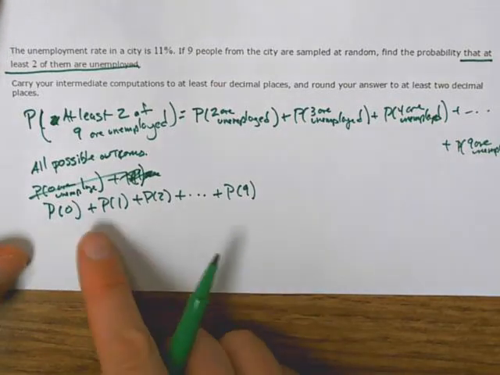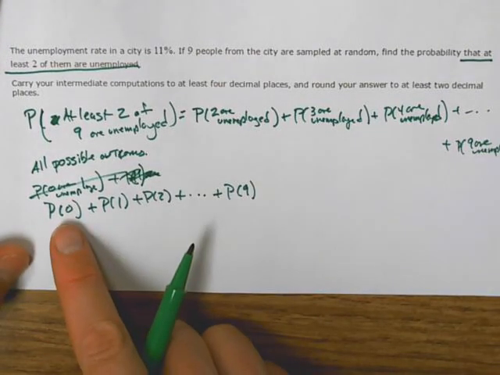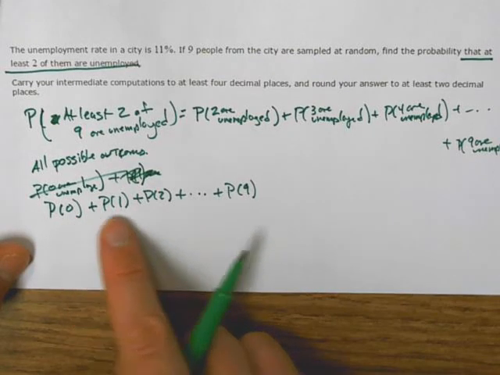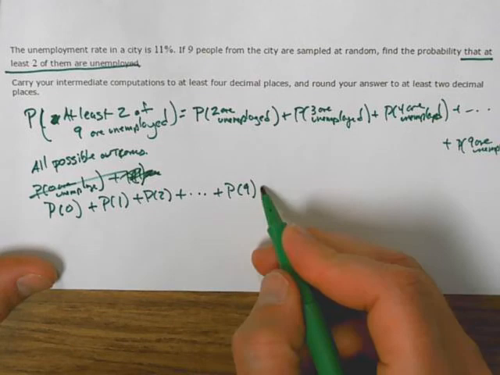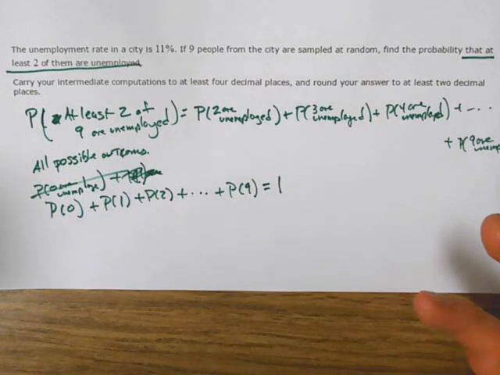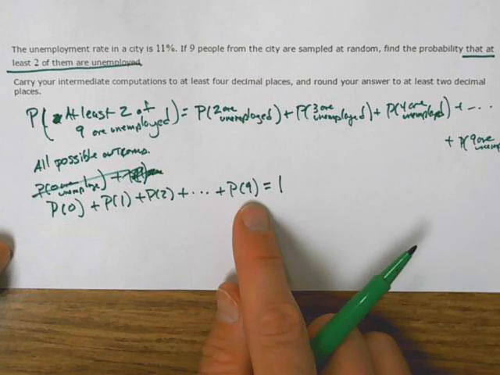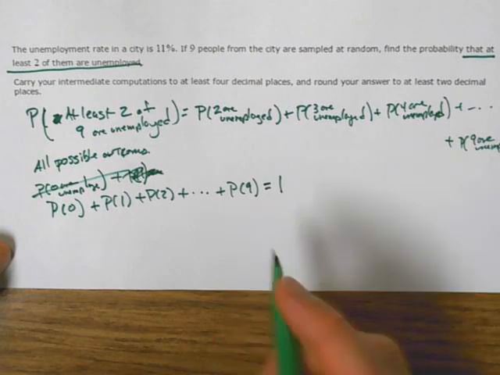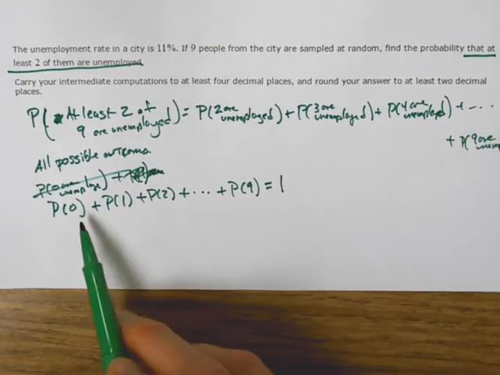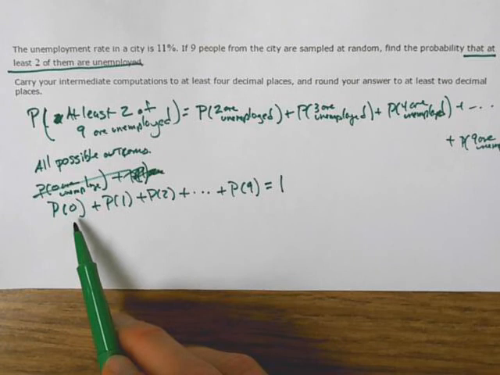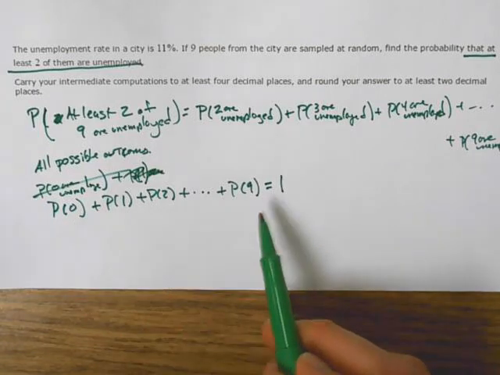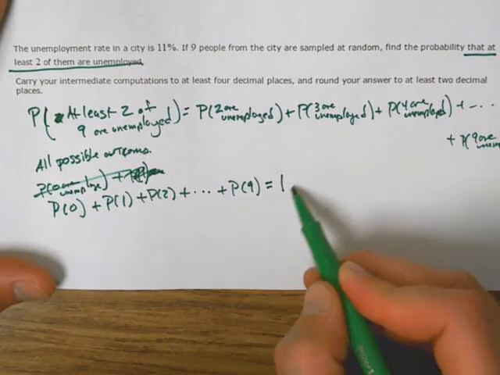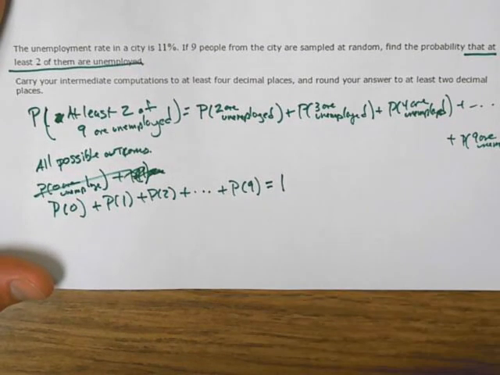So if I carried that out and I added the probability of nobody being unemployed through the probability that all 9 are unemployed, I think you would agree that's got to be 100%. These are all possible. It's got to be one of these things, right? I mean, if I pick 9 people at random, it's either going to be nobody's unemployed, or 1 is, or 2 is, or 3 is, or 4 is, or 5 is, or 6 is, or 7 or 8 or 9. These are all possible ways. All these probabilities have to add up to 100% because one of these things is certain to happen.